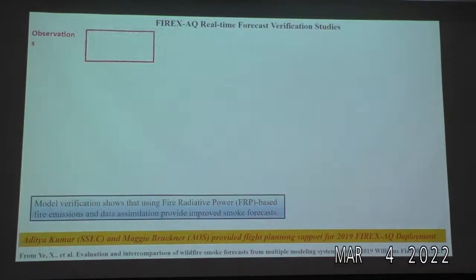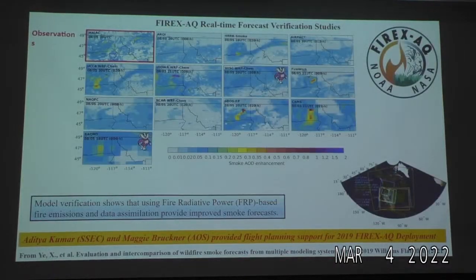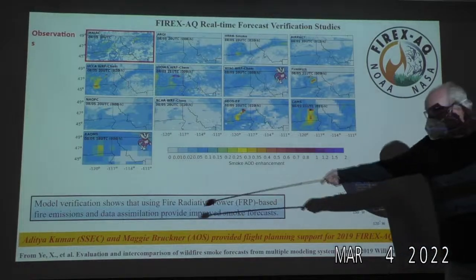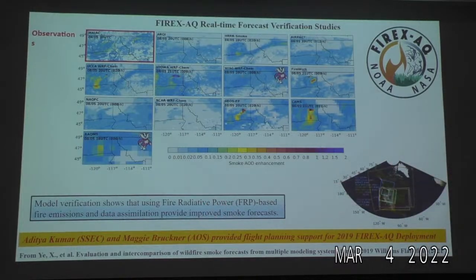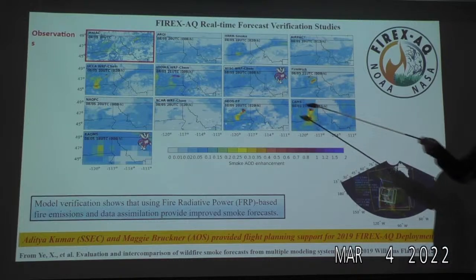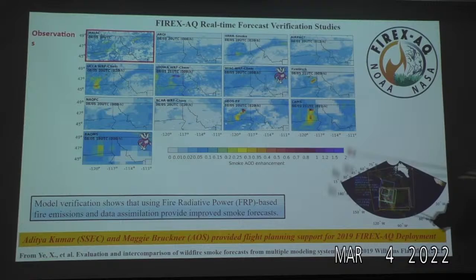Next slide, please. Next, we're going to go to 2019, summer of 2019, when we're in the field looking at western U.S. wildfires. Again, we're in the field to do flight planning, support, and Aditya Kumar and Maggie Bruckner were both in the field assisting in that. The objective was also to look at how we can improve our ability to forecast these fires.